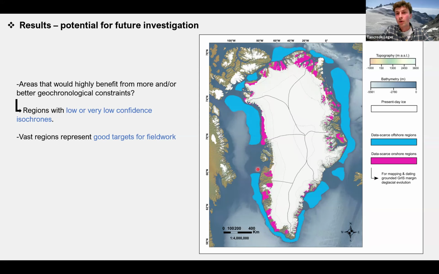So for example, this summer I went in this region here, based on this map to do a cosmogenic sampling reconstruction project here.